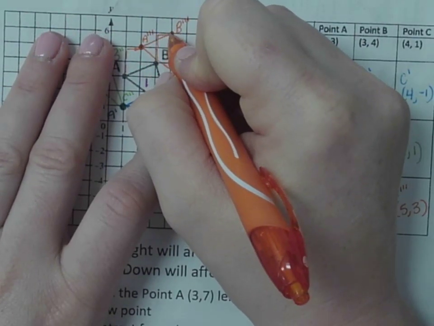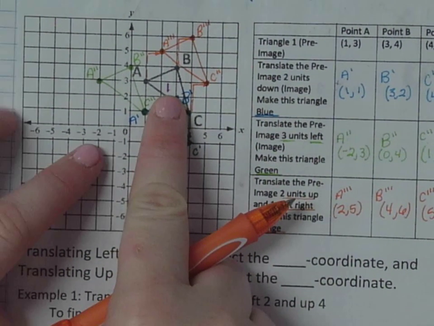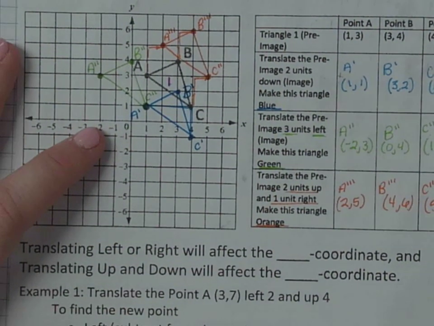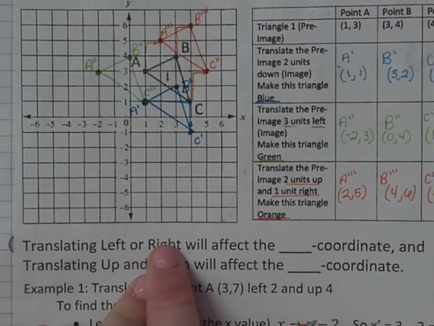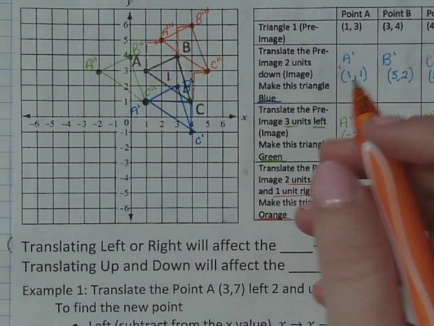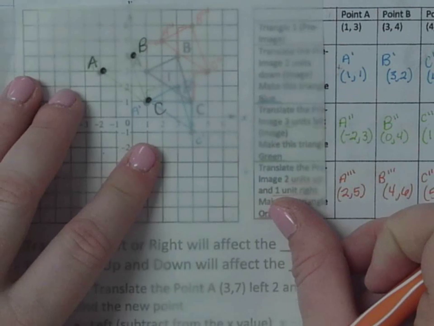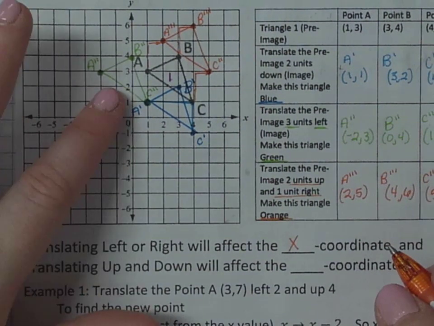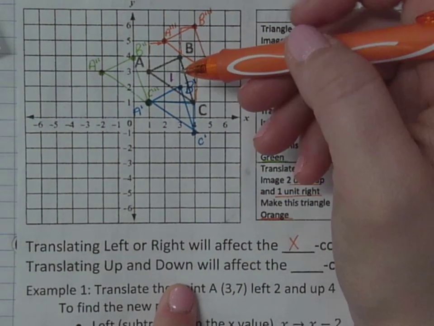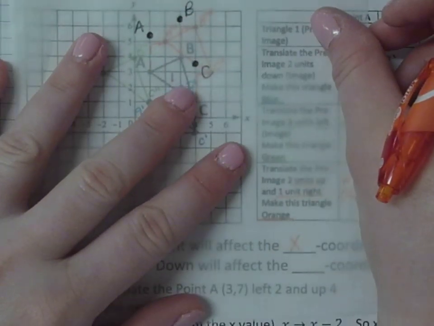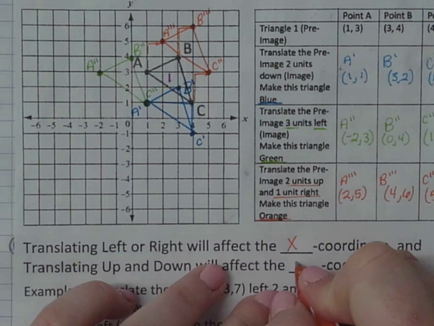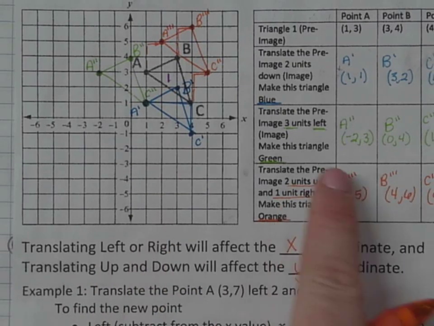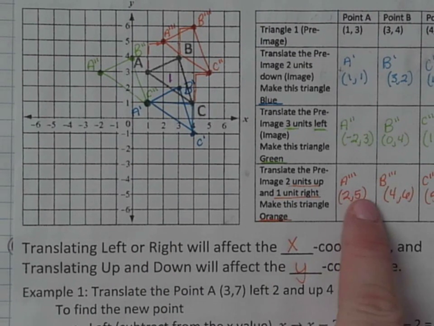So there are quite a few triangles on this at the same time, but again, this one moved left, this one moved down, this one moved up and right. Okay, so translating left or right will affect, so when I move left or right, how does the coordinate change? Well, the x value changes. When I translate up or down, so when I go up or down, your y coordinate changes. If you do both, like if you do up and right, then both values change.